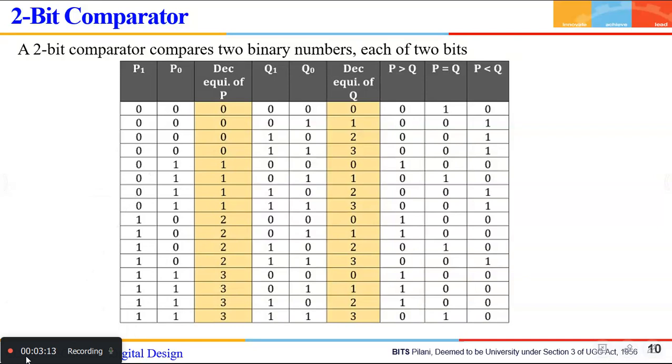What are you going to get from the Karnaugh map? Tell me. What's your name, my dear? Christina. Christina, tell me. After you solve it using the Karnaugh map, what are you going to get? No answers. You're going to get logic equations, right? You get an equation for P greater than Q, a logic equation for P equal to Q, and an equation for P less than Q. How many equations do you get? Three equations, my dear Christina.